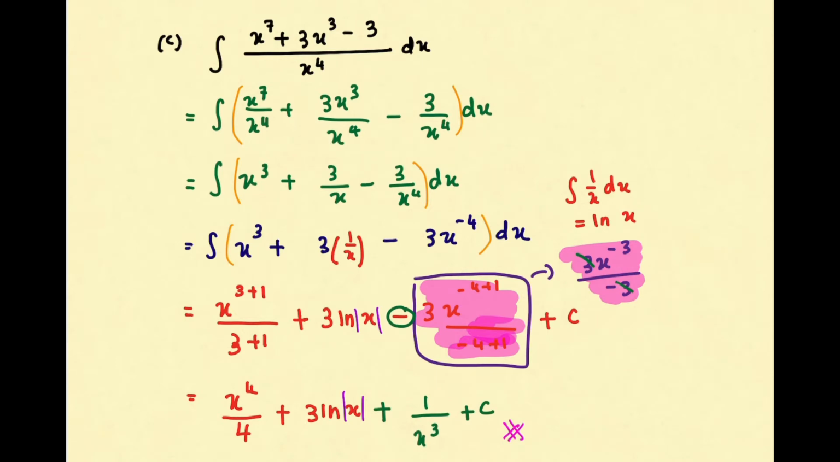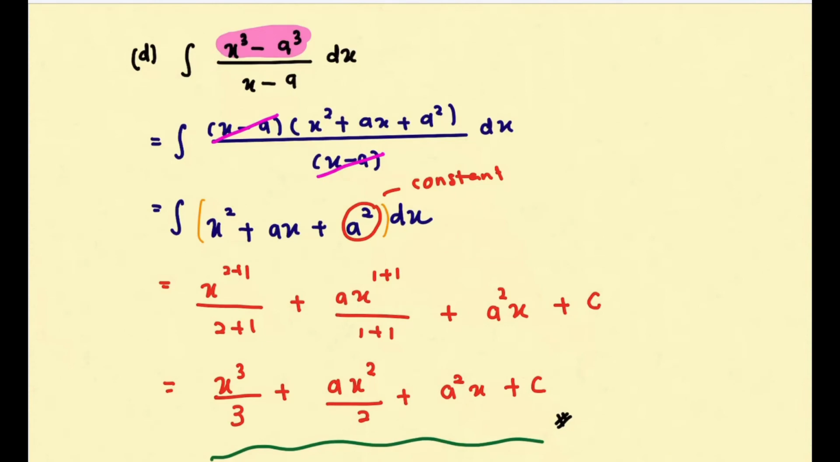So now let us focus on simplifying. This is just 4. This one is already simplified. And let's simplify this function here. This is just 3x to the power of -3 over -3. So 3 and 3 can be cancelled out. Minus and minus, you'll get plus. Finally, we can conclude our answer. This is just x to the power of 4 over 4, plus 3 ln modulus x, plus 1 over x to the power of 3. Don't forget to write plus c.